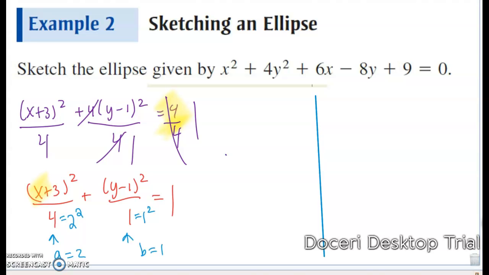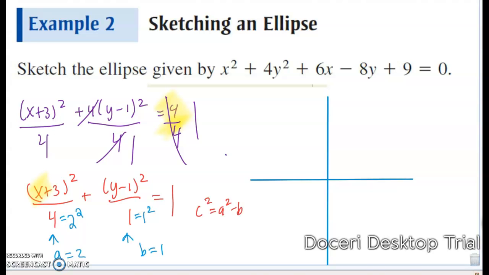One more thing that I need to find is the c value, so we can calculate the eccentricity and also find the coordinates for the foci. Real quick, how do we calculate the c value? Remember, c squared equals a squared minus b squared. So c squared equals 4 minus 1, so c is the square root of 3. You're going to move from the center square root of 3 units to the left and to the right to find the foci.